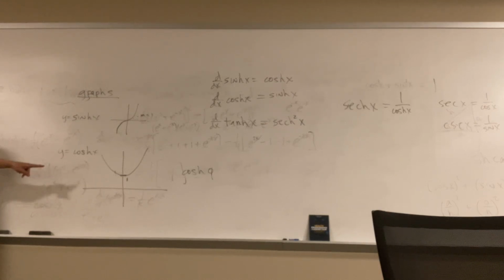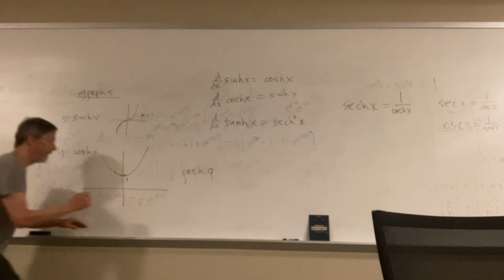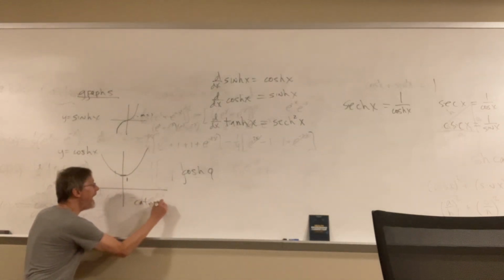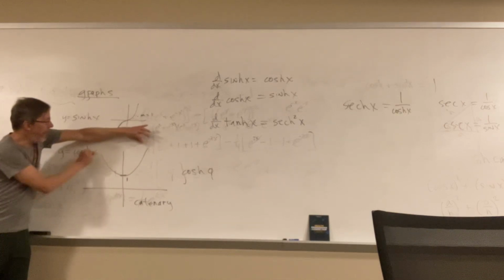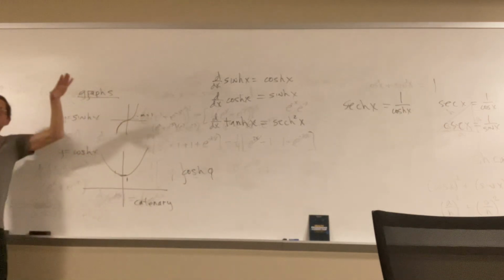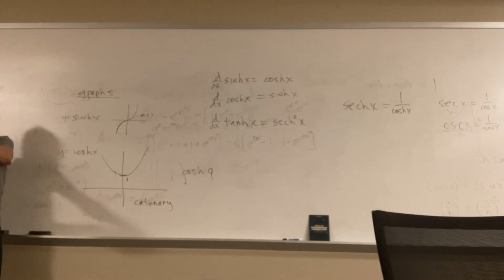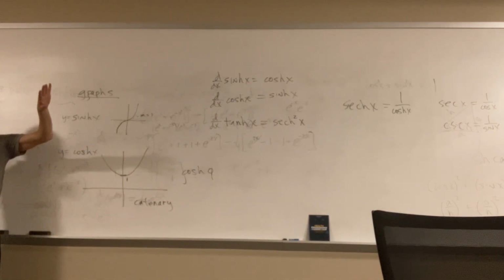It's actually called a catenary. It is the exact shape. If you took a chain and held it here and here, this is the exact shape a chain falls in, a hyperbolic cosine, just naturally.